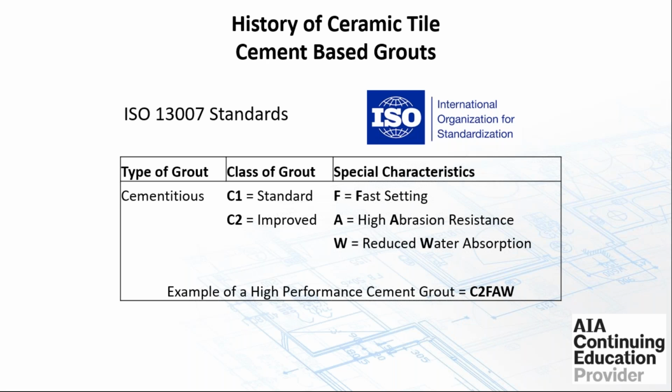When you look at the ISO standards on these grouts, and we see ISO standards being used here in the States to some degree, and then internationally quite a bit. It falls under ISO 13007, a C1 cement or a C2 standard or an improved, and then the various characteristics. F for a fast setting, a rapid setting grout. A for a high abrasion resistance. W for reduced water absorption. So this is the classification of an ANSI 118.7 grout and also the ISO standards for that.